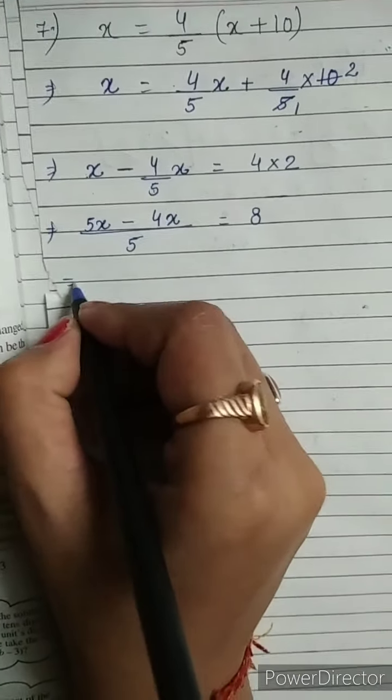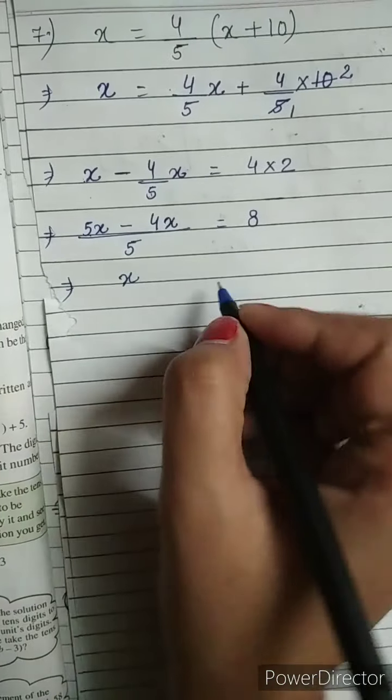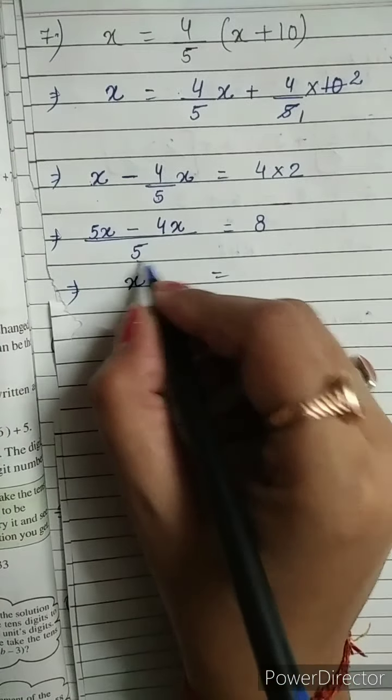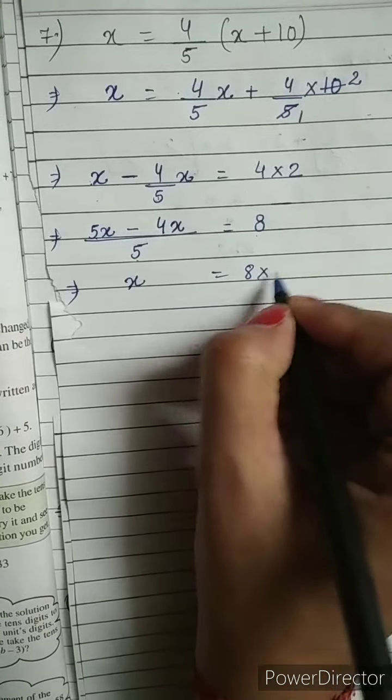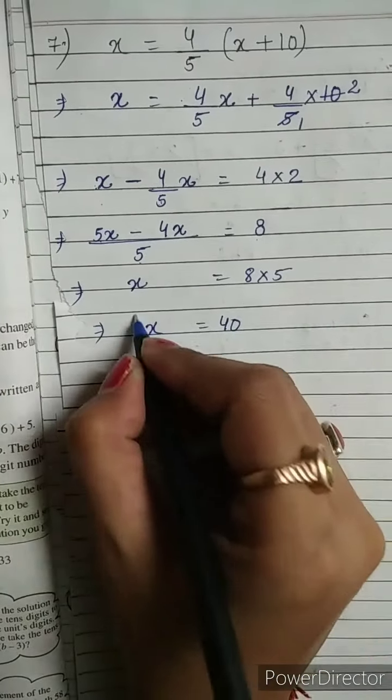Okay, now 5 minus 4 is 1, that will remain here as it is. This 5 into 8, that will give us x value as 40.